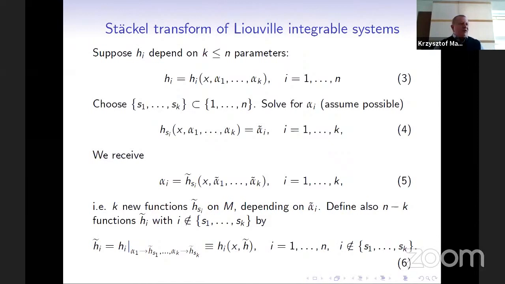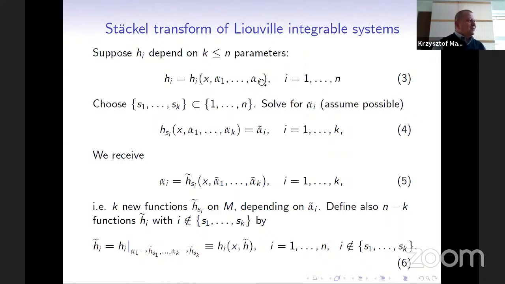Okay, now there will be a lot of indices, but we will try to explain this. Now to the concept of the Stäckel transform, introduced by Maciej Błaszczak and Artur Sergyeyev, multi-parameter. Forget for a moment about Liouville integrability. Say that you have a number, say I choose here n, of functions on a manifold, depending on the position on the manifold. So x denotes a point on the manifold. And then they depend on some number of parameters, say fewer than the number of functions here. And what you do now, you pick some of these indices, say k of them in some order, and you consider only the equations 3 with these indices. For example, you take first, third, and seventh.